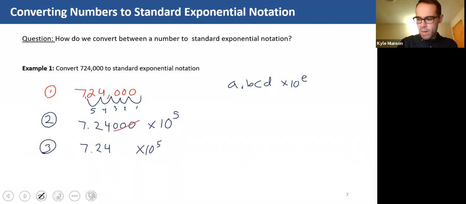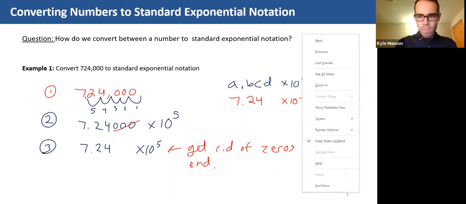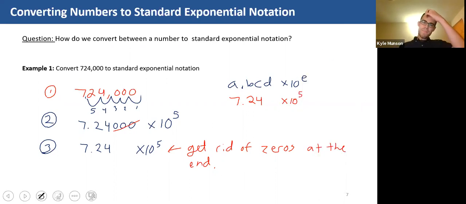Okay, so I'll write that here. I'm going to just change my color. So get rid of zeros at the end here. We don't need them. Chop them off. That's the last step. And voila, this is our number represented in exponential notation. 7.24 times 10 to the 5th. All right. So there you go.